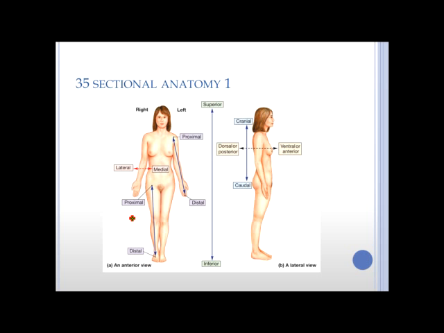Sectional anatomy. Now you're going to need to know these terms well. There's several questions like this on the test. Proximal versus distal. Medial is going to be towards the midline of the body. Lateral would be out. Again, proximal, distal. Cranial, caudal. Dorsal is going to be the back. Ventral or the anterior.